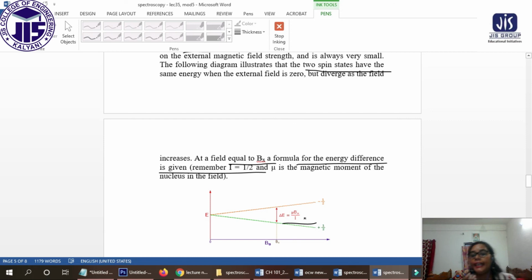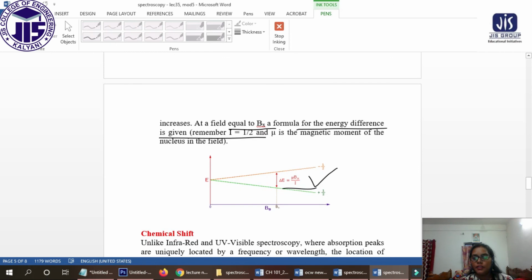Bx is whatever field we are applying. Mu is the magnetic moment of that nucleus in the field, and what is I? I equals half. Okay, so by this equation we can get the energy difference. So the energy difference we can calculate if we apply the field.